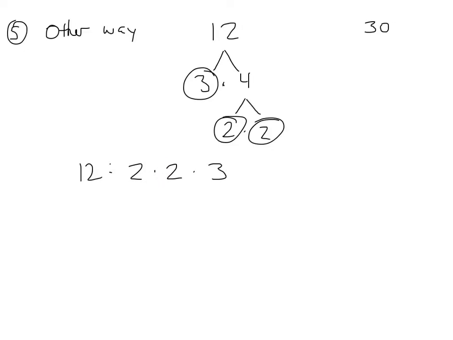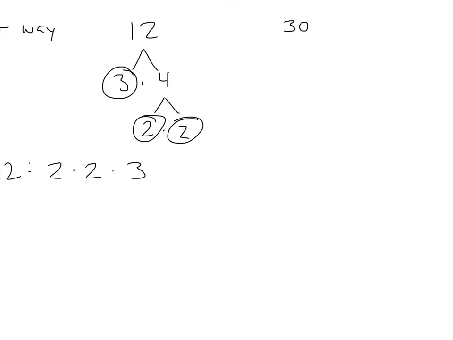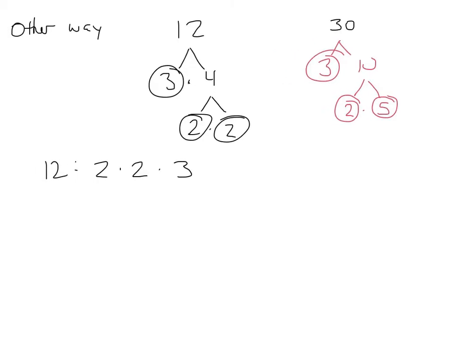Now 30, the prime factorization of 30, let's do 3 times 10. 3 is prime, circle him. 10 could be broken up into 2 times 5. 2 is prime, 5 is prime, I'm done. So, prime factorization of 30 would be 2 times 3 times 5.